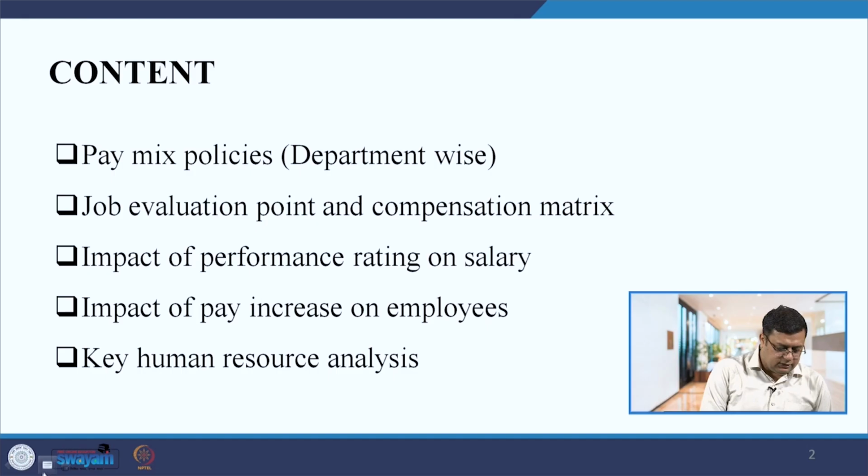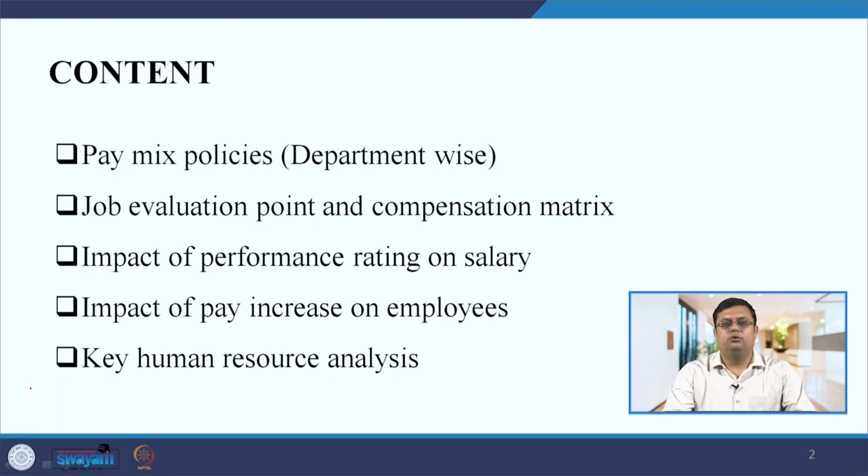The first thing that we will learn is pay mix policies. As an HR manager, you need to decide how much you should pay as the base, how much should be the short term incentive, and how much should be the long term incentive. We will do that analysis department wise, and we will also discuss why it is important. Next, we will discuss job evaluation points.